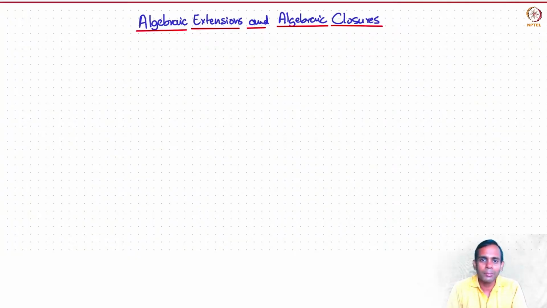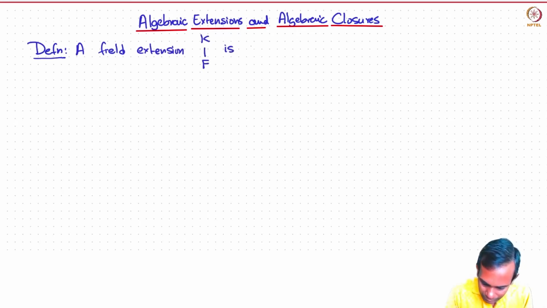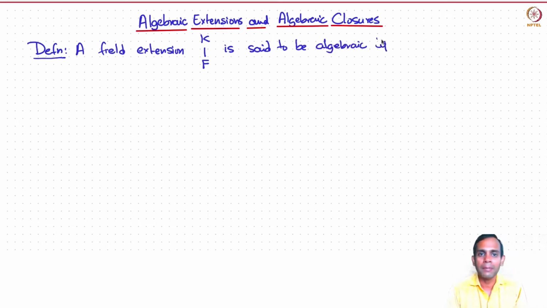We'll talk about algebraic extensions and algebraic closures. Let's start with the definition of an algebraic extension. A field extension K over F is said to be algebraic if every element of K is algebraic over F.